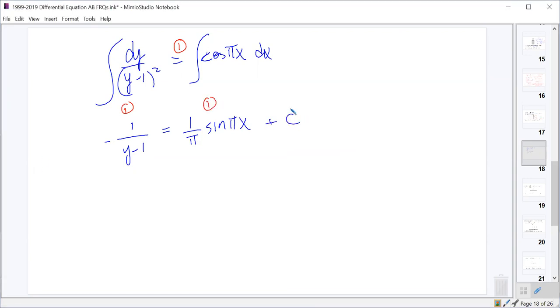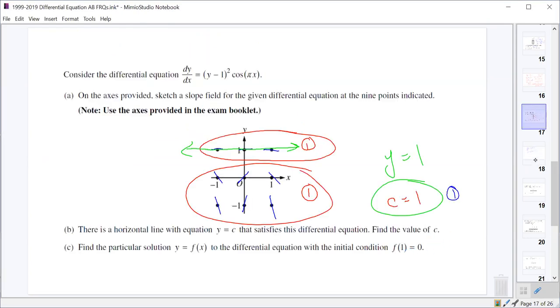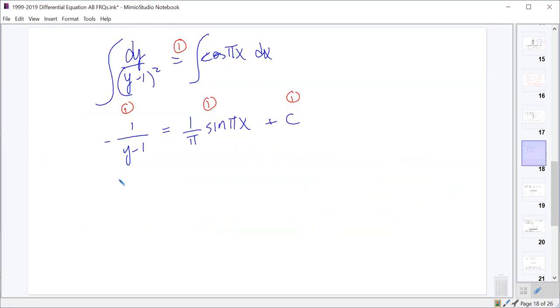Plus c. That's 1 point. And then plugging in your initial condition, which now I forgot, 1, 0. So that gives us negative 1 over negative 1 equals 1 over pi times the sine of 0 plus our constant. So our constant is 1. That is a 5th point. And this one had 6 points for finishing off the solving.